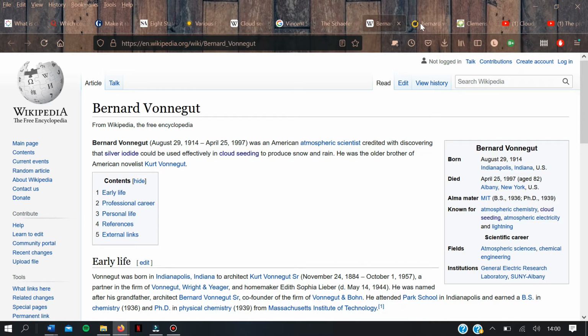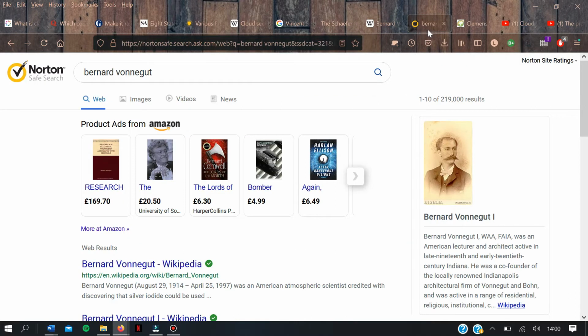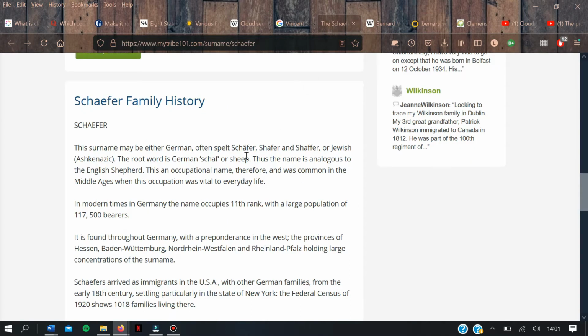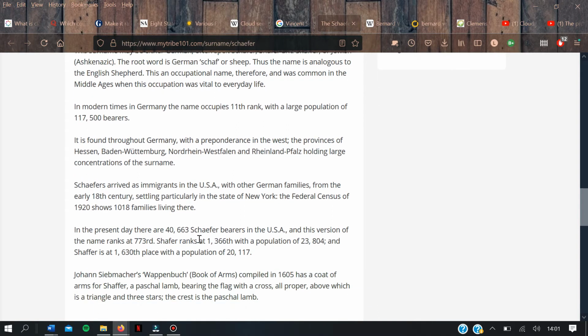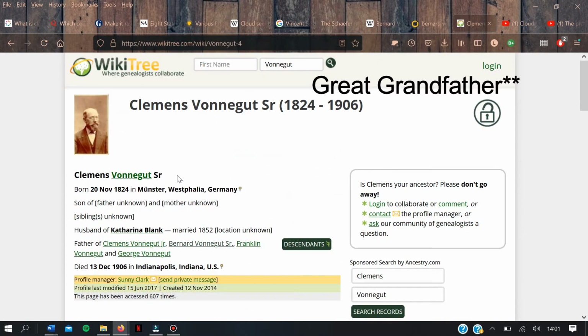Now, if you look into the ancestry of these two gentlemen, you'll find that they are both German. And I do know Mr. Schaefer, due to the name, has indications of Jewish ancestry as well. And Mr. Vonnegut's father was born in Germany. Now, the importance of that is due to the fact that after the World Wars, many German scientists found residence in the United States to do many forms of research. I'll be doing a video on that in the future.